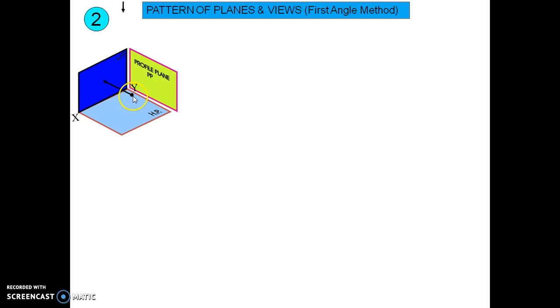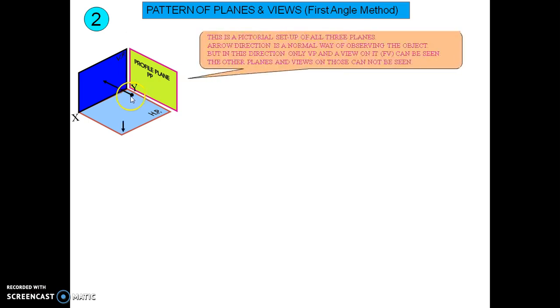So here we have an object. This is a point in space in a quadrant. This is a pictorial setup of all three planes. This arrow direction is the normal way of observing the object. The object is here. But in this direction, we can see only VP.